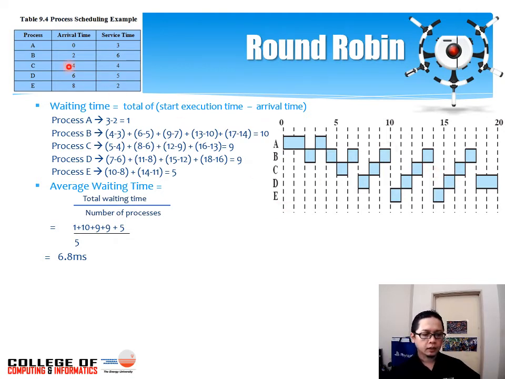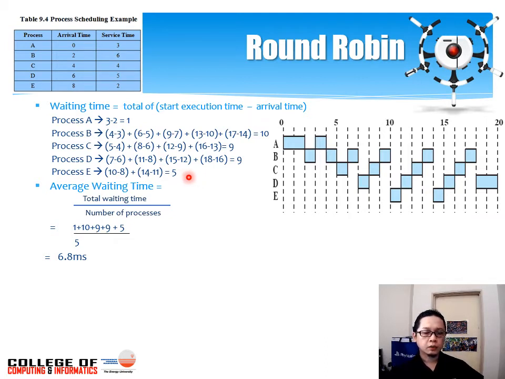And then D arrived at 6. So it arrived here, and the waiting time here is 1, 2, 3, 4, 5, 6, 7, 8, 9. That is the waiting time for D. While E arrived at 8. So it's here, at 8. So it executes and it needs to wait 1, 2, 3, 4, 5. So the waiting time for E is 5.